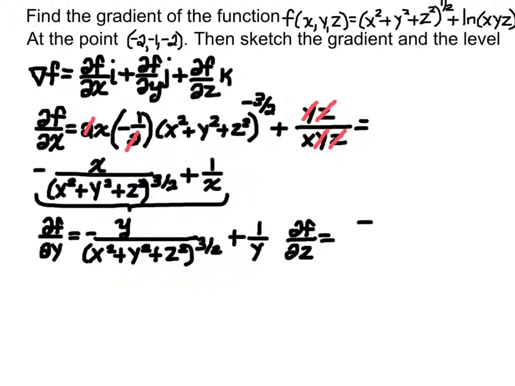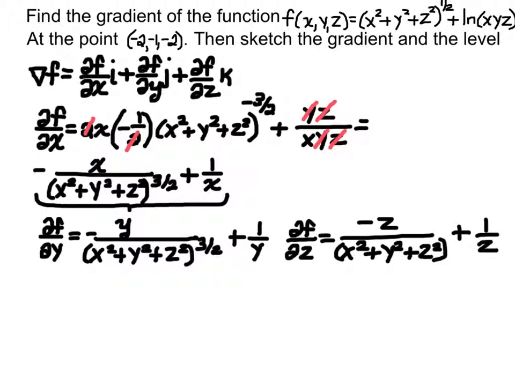and the partial derivative of f with respect to z is negative z over x squared plus y squared plus z squared, plus 1 over z. Now, if we input the point -2, -1, -2, we get, actually, let's make this x coordinate a +2, just to change it up a little bit.